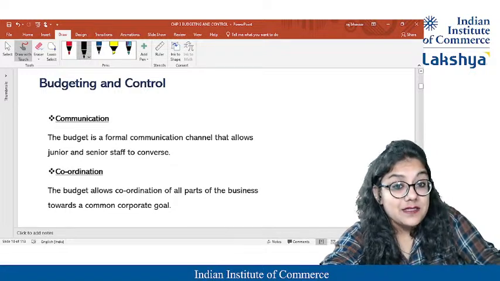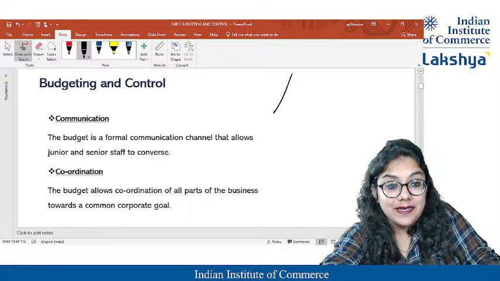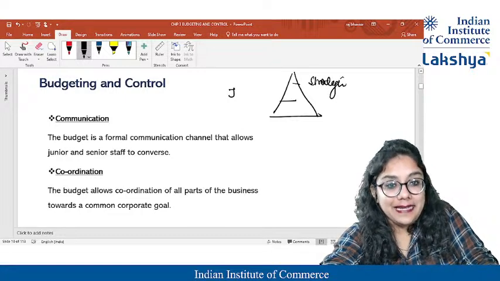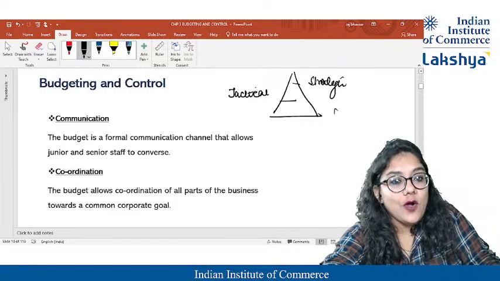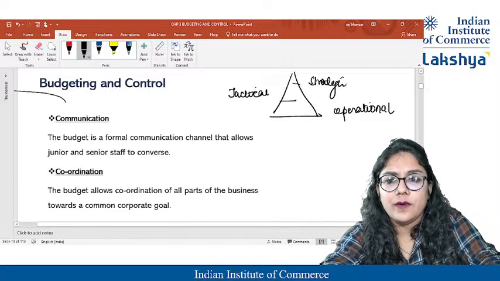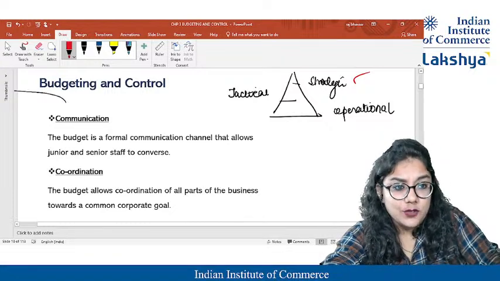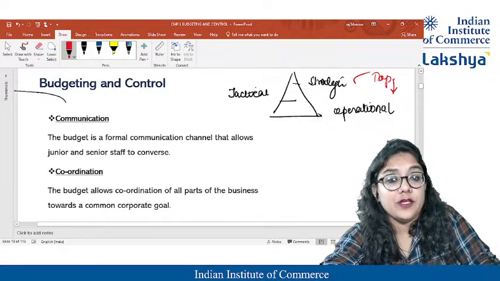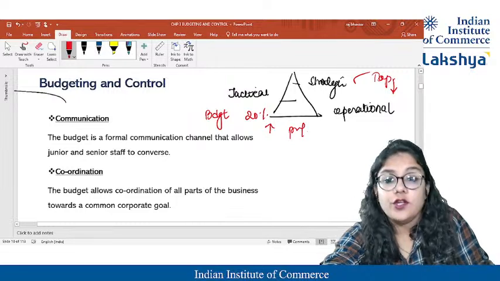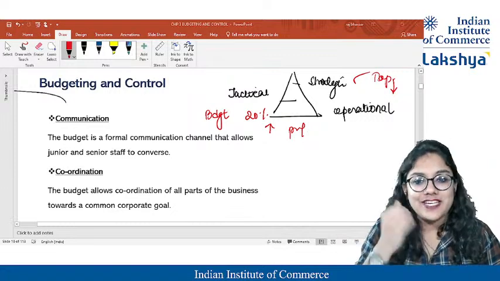Just imagine, who sets the budget? Do I set it or do you set it? So we know the hierarchy which I have explained to you: the strategic level, the tactical level and the operational level. The big plans are made by the strategic level. Let's say the top management imposes: okay, your budget in the current year is to attain, let's say, 20% more profits. So it's a formal way of communicating to the lower management. So yes, it helps in communication.